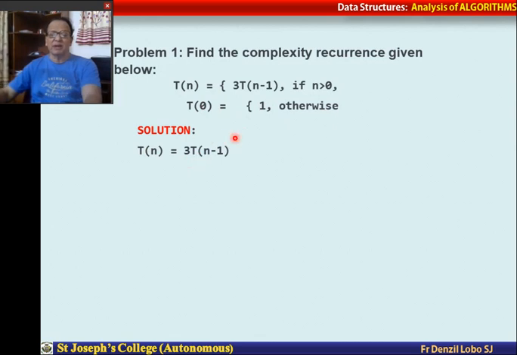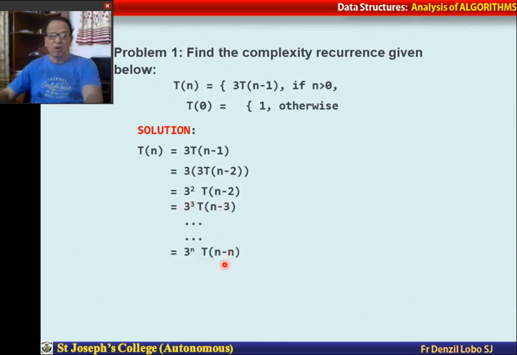What is the expansion of T(n minus 1)? Again, you plug it into this. It becomes 3 into 3 T(n minus 2), that is, n minus 1 minus 1 equals n minus 2. Similarly, it becomes 3 to the power 2 into T(n minus 2). What is T(n minus 2)? Again, it becomes 3 T(n minus 3). Therefore 3 to the power 3 into T(n minus 3). So this way you go on.